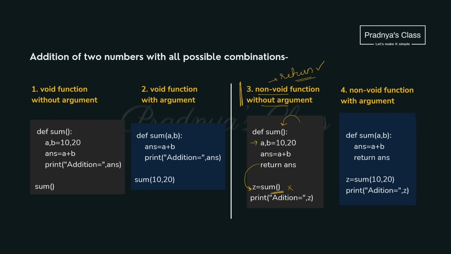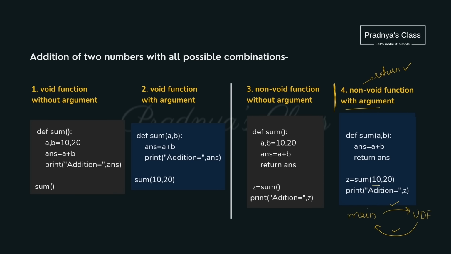With the hope that you are getting what I am trying to explain, I am moving ahead to the last possibility. Non-void function with argument. Non-void means you understood, right? We are returning the value. With argument means you are passing the value also. It means there is a give and take relationship between the user defined function and main. You are passing the value and returning it back also.